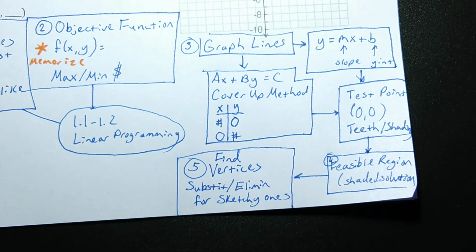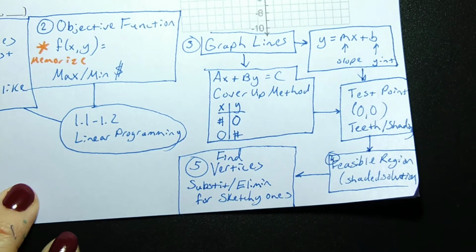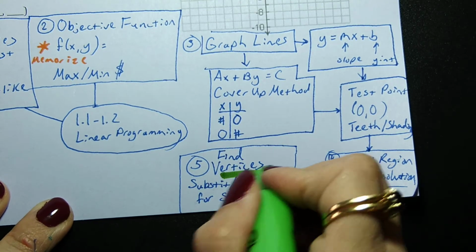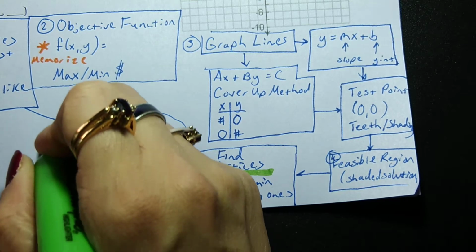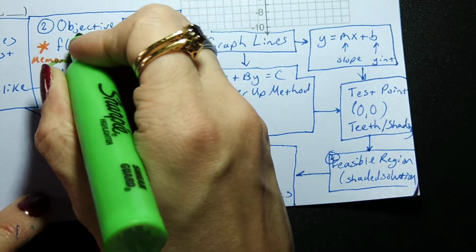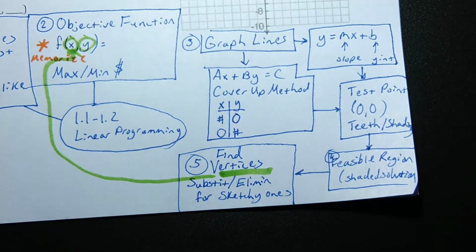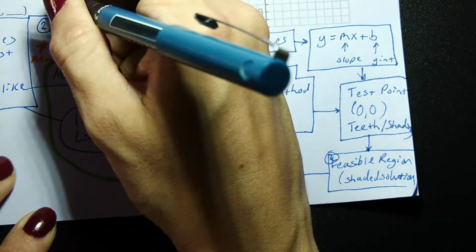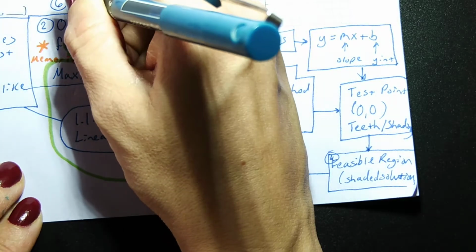Once we have those xy coordinates, we are then going to plug them into our objective function. So we're going to take those vertices and plug them into our objective function for x and y. And that will give us some maximized or minimized amount. So after we find the vertices and plug them into our objective function, that then takes us to the solution.